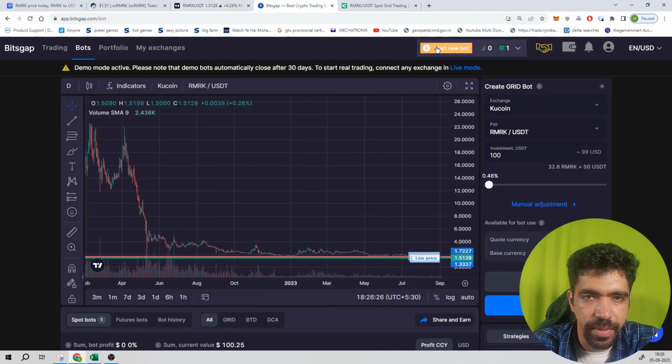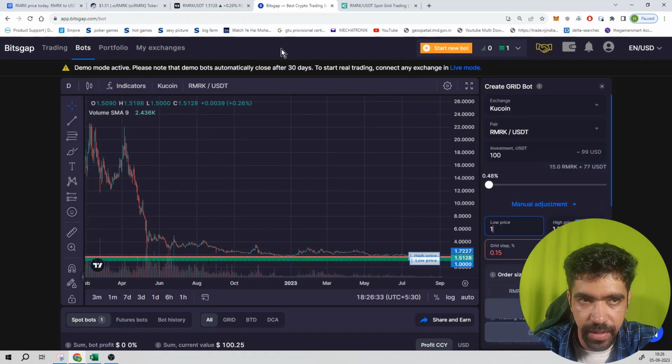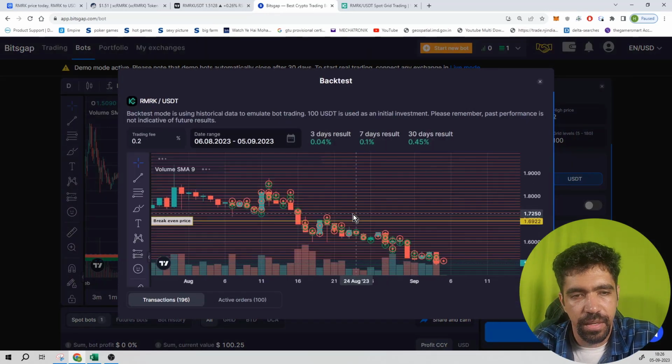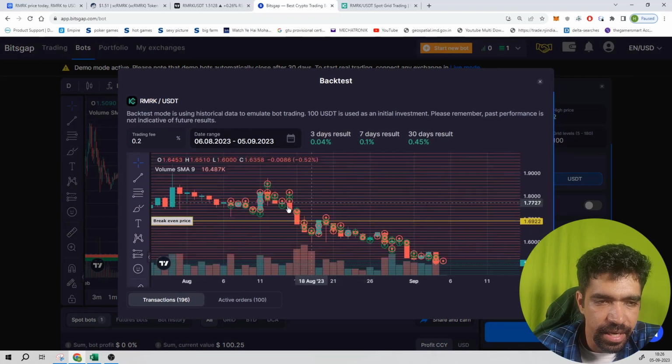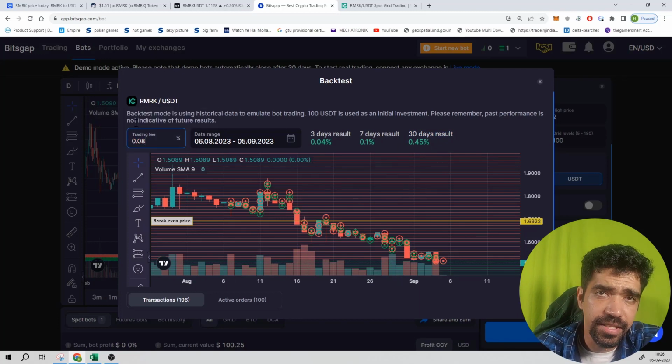Now go to Bitscape, start a new bot, grid bot, RMRK. Let us keep the investment as $100 for calculation point of view. Low price is 1 because we have said low price as $1 and high price is at $2. Let us keep 100 number of levels. Trailing up and down, both of the options are turned off. Now you can see that the graph is going down in the last 30 days. That's why the return is only 0.5%. Let us keep the trading fee at 0.08% and let us reduce the number of levels.